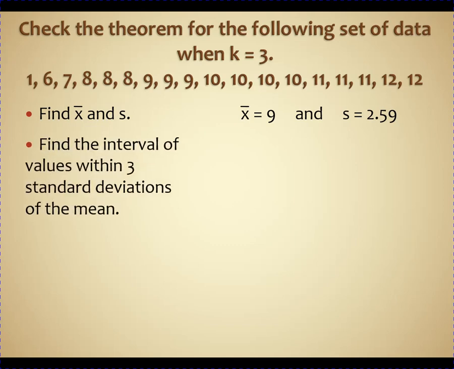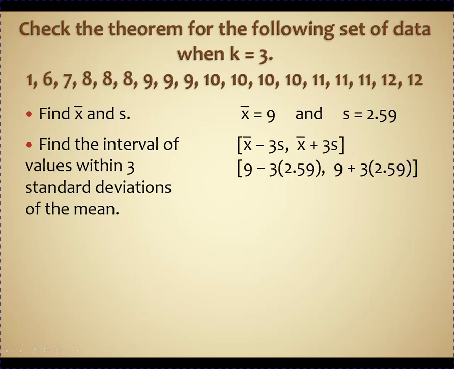Now we want to find out how much lies within 3 standard deviations. So we take our interval that the values can lie between. We're going to have our x bar, or our mean, minus 3 standard deviations, so 3 times 2.59, and then we find the high end, the upper part of the interval, by taking 9 plus 3 times 2.59. So there it is plugged in. We can evaluate that. We get 1.23 and 16.77.